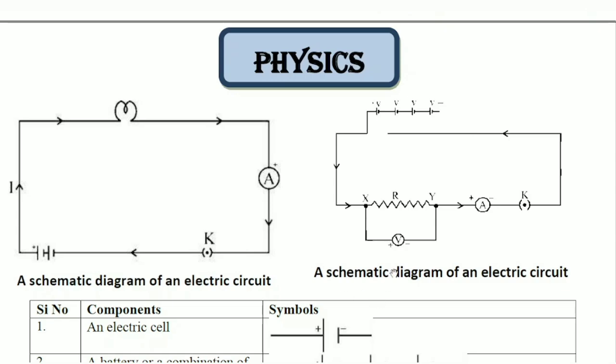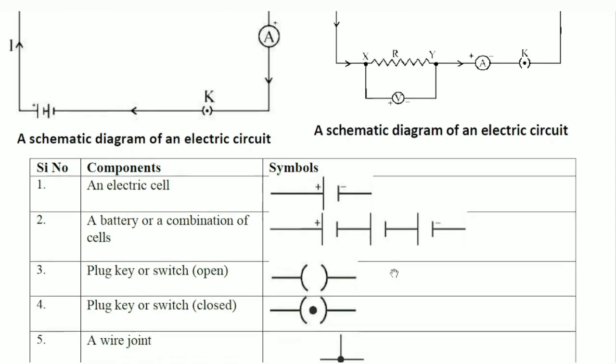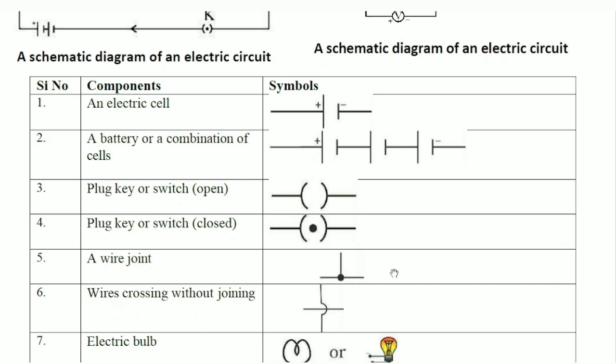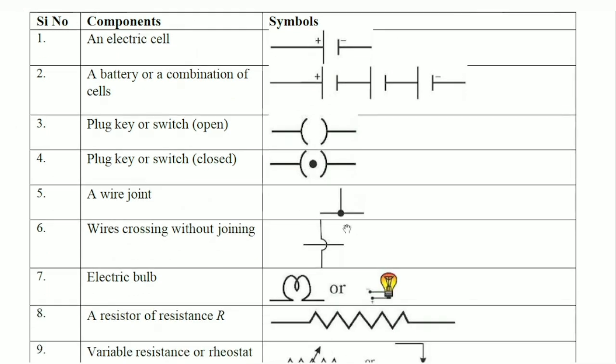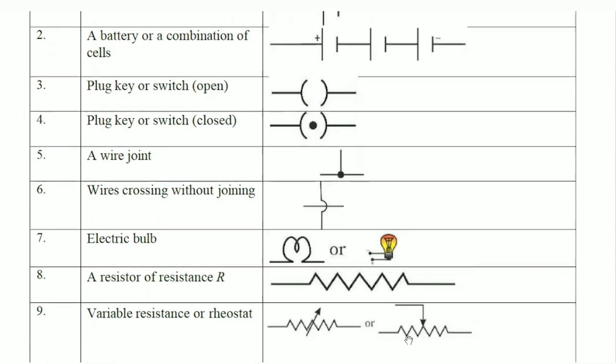So here I have given the symbols for some components that we use. See here, plug key. Plug key means that is a switch. It is open; open means we have to show it like that. Closed means you should show it like this. Wire joint, we have a symbol like that. And battery, we have a symbol like this. And if we are writing a cell, we use this type of symbol. So if you learn these symbols, you can easily score the marks, because they are given in the circuit diagram.